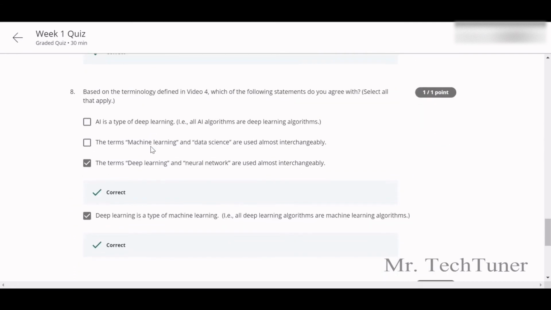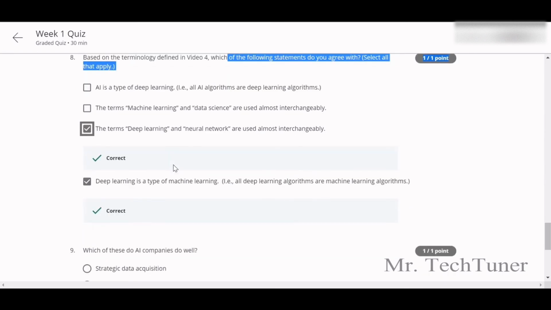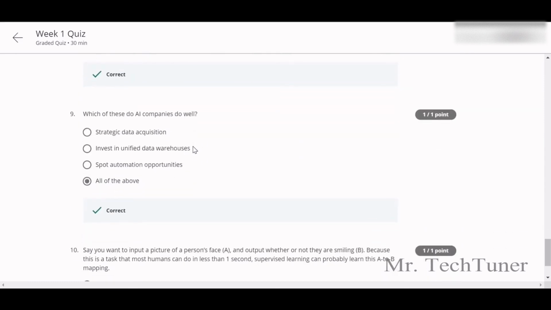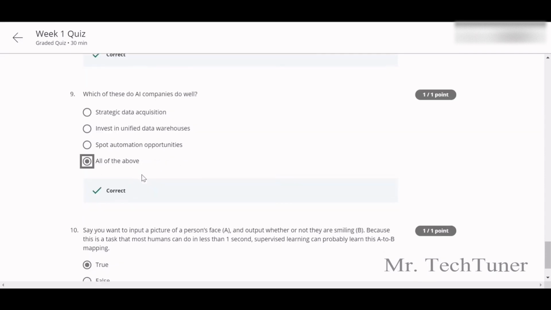Number eight, based on the terminology defined in video 4, you will go through the video. Which of the following statements do you agree with? Deep learning and neural network are used almost interchangeably. Deep learning is a type of machine learning. All deep learning algorithms are machine learning algorithms. Yes, correct. Which of these do AI companies do well? They do strategic data acquisition, invest in unified data warehouses, and spot automation opportunities. So basically all of them.